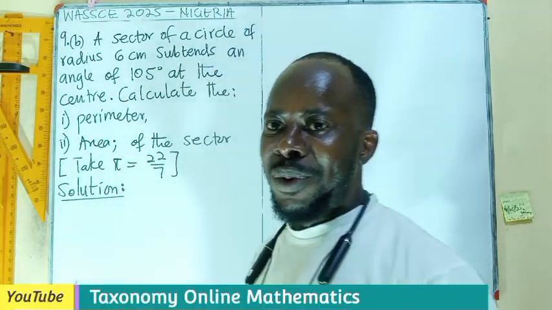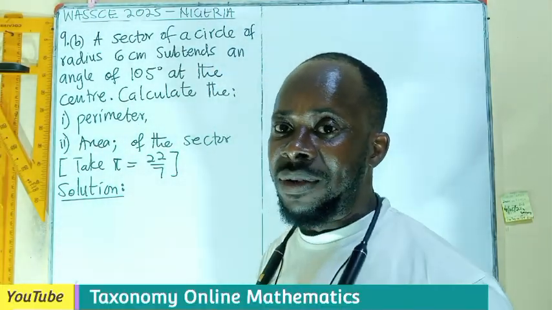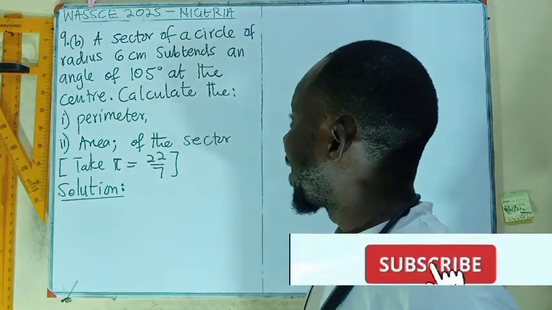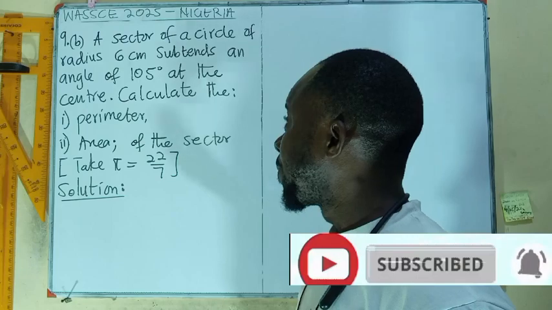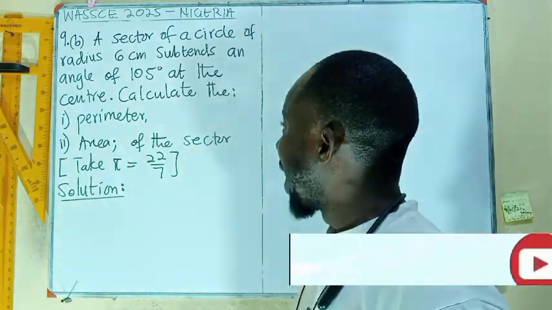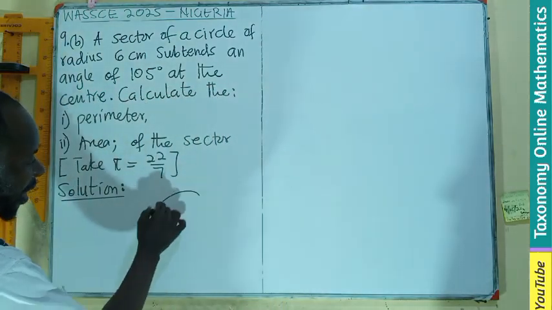Hello, welcome to question number 9B, WASSCE 2025 for Nigeria, Section B. A sector of a circle of radius 6 centimeters subtends an angle of 105 degrees at the center. We have to find the perimeter and the area of that sector.